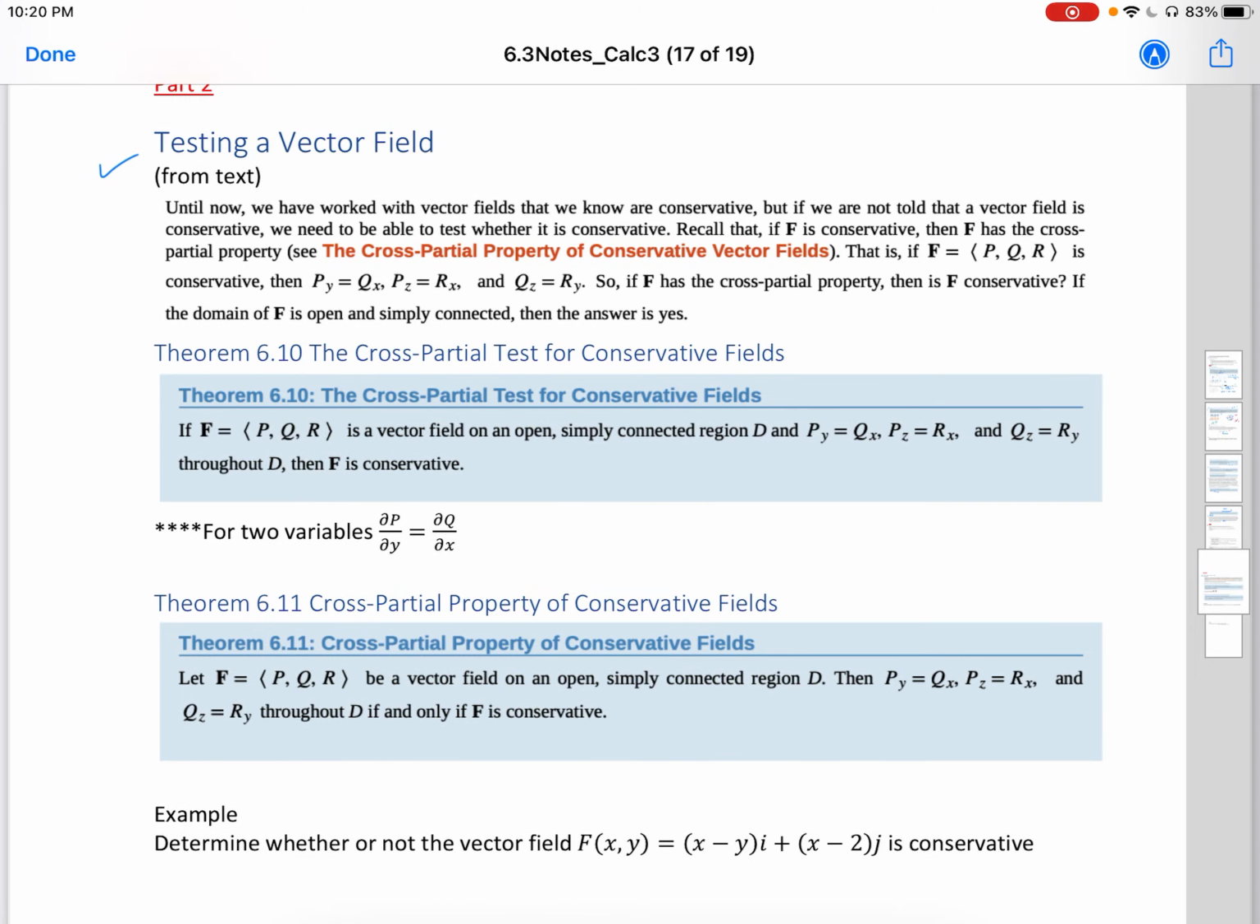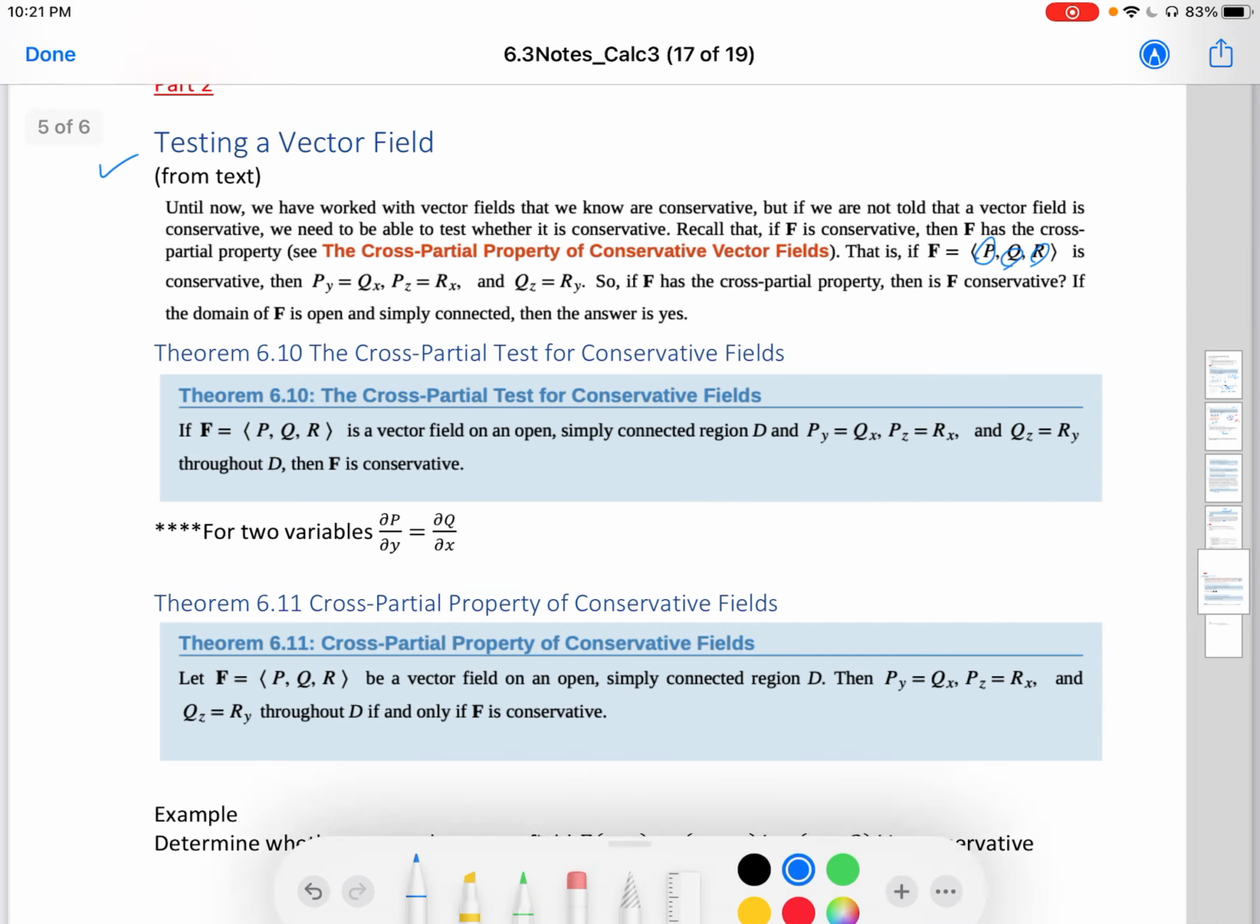Until now, we have worked with vector fields that we know are conservative. But if we are not told that a vector field is conservative, we need to be able to test whether it's conservative. Recall that if F is conservative, then F has the cross partial property. That is, if F equals P, Q, R, so these are the components of your vector valued function, and it's conservative, then P sub Y equals Q sub X, P sub Z equals R sub X, and Q sub Z equals R sub Y. So if F has cross partial properties, then F is conservative.